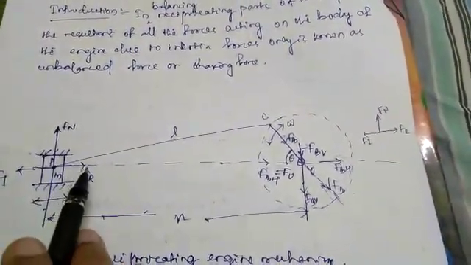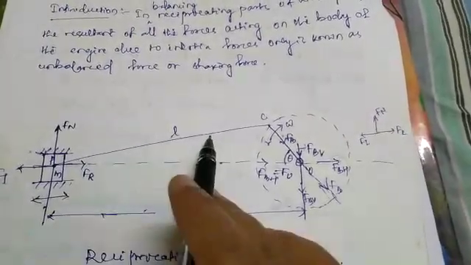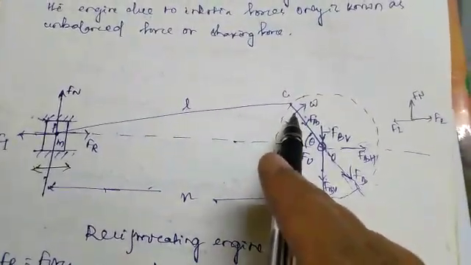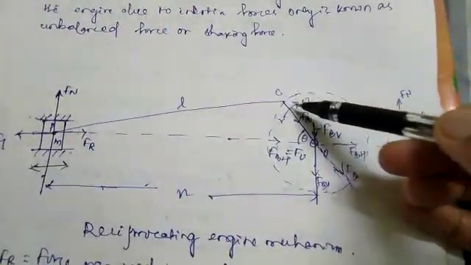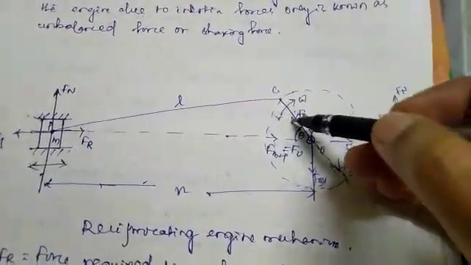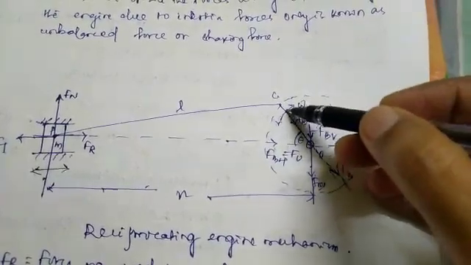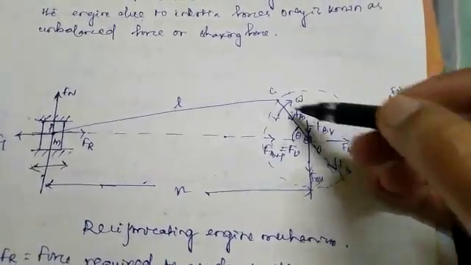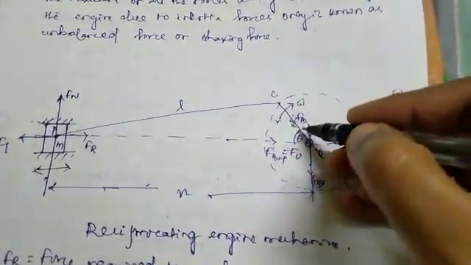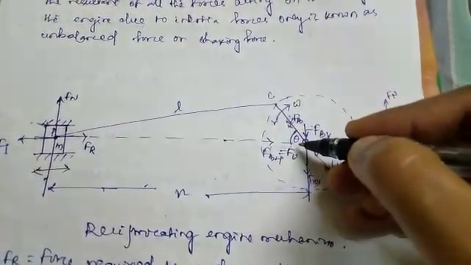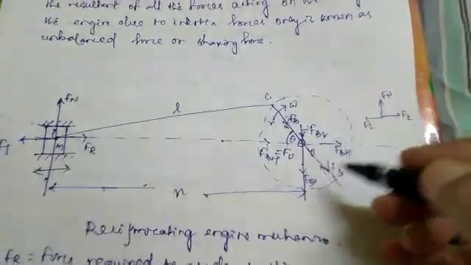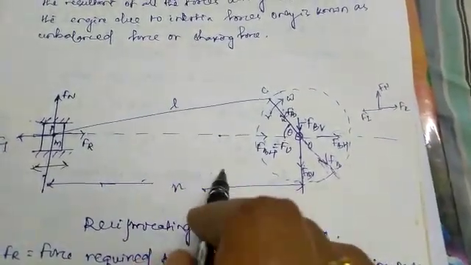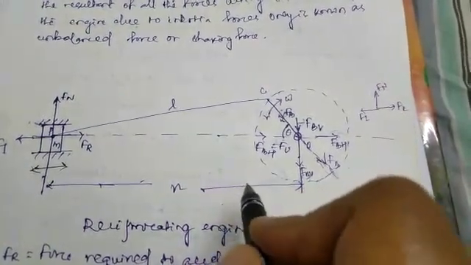Clear? So this is the connecting rod having length L, and this is the crank, and the radius of the crank is R, that is rotating with angular speed omega, and this radius R is making an angle theta. Clear? And let this distance be x. By taking all this, we have to derive the unbalanced force.